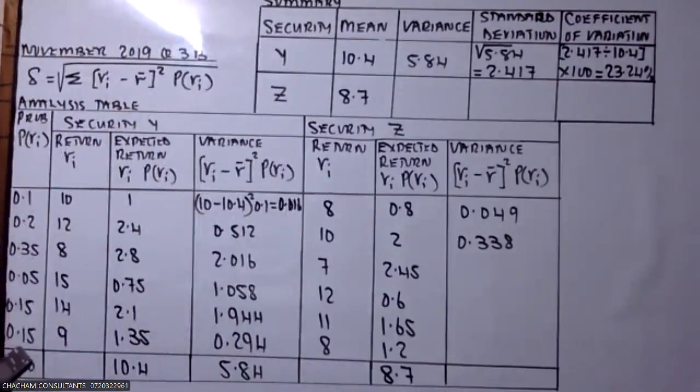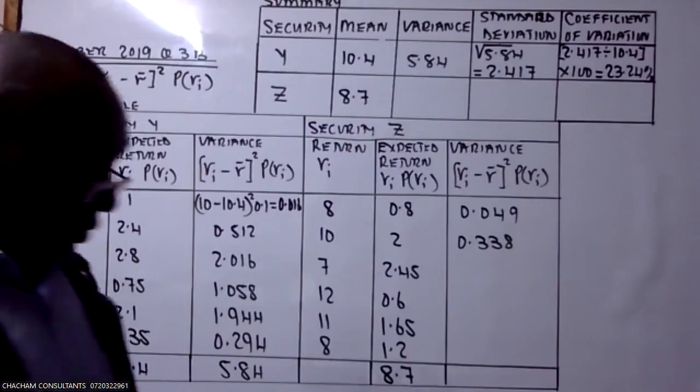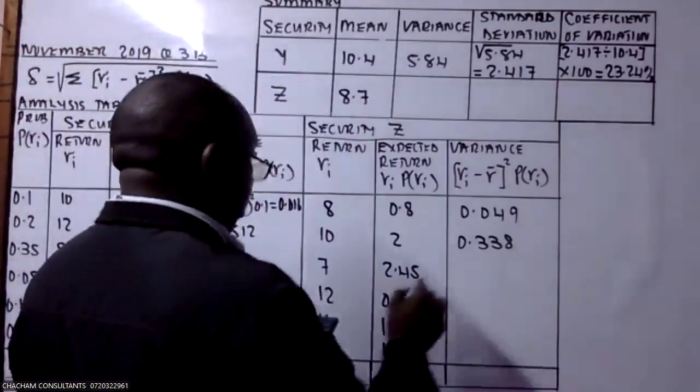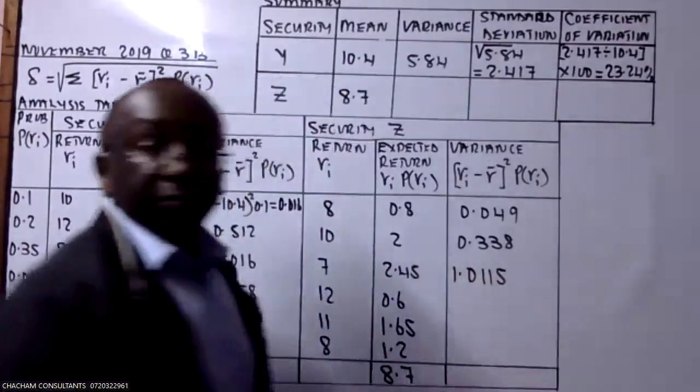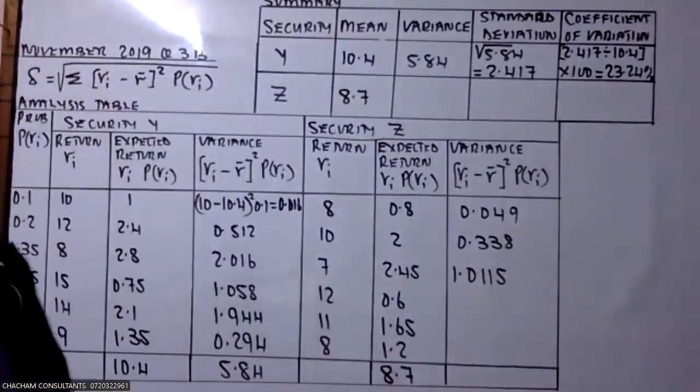Tunasema ni 7 minus 8.7. You square that times 0.35. Oh, so my answer hapa ndio iko wrong. Good. So it is 1.0115. Good. Haya, let's continue.